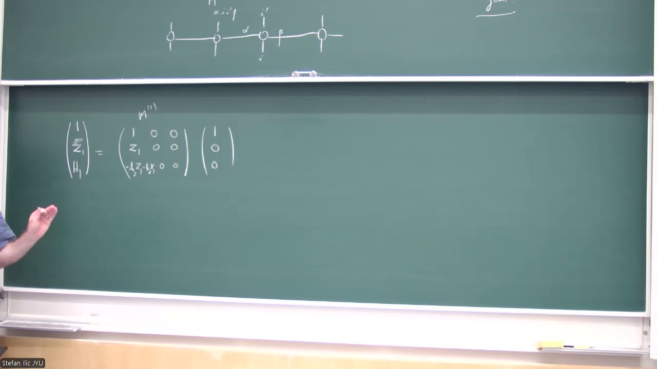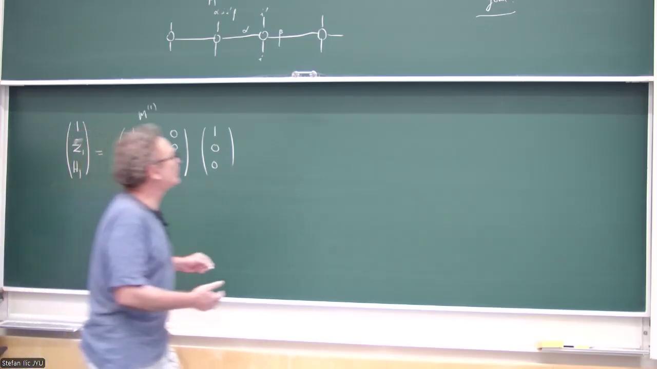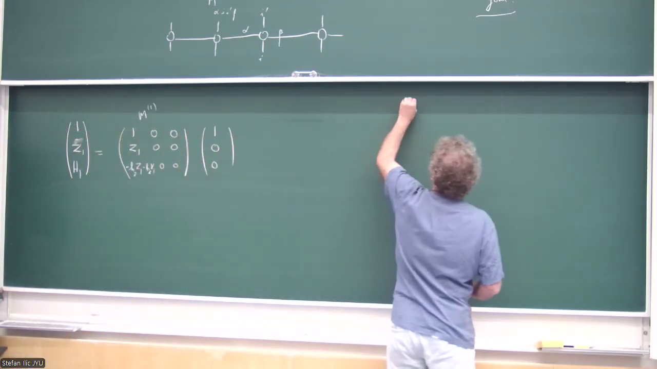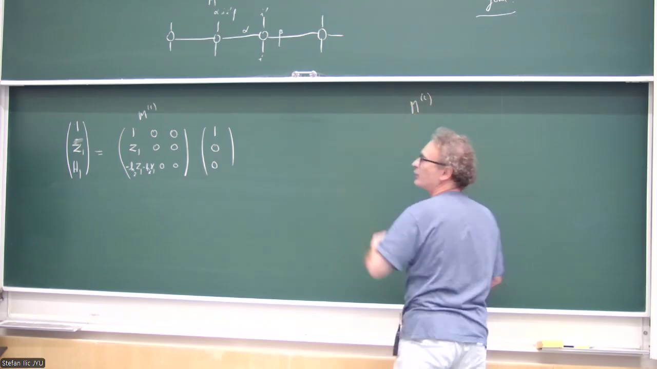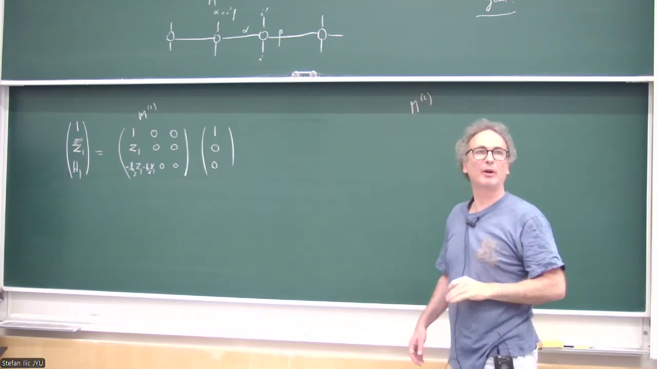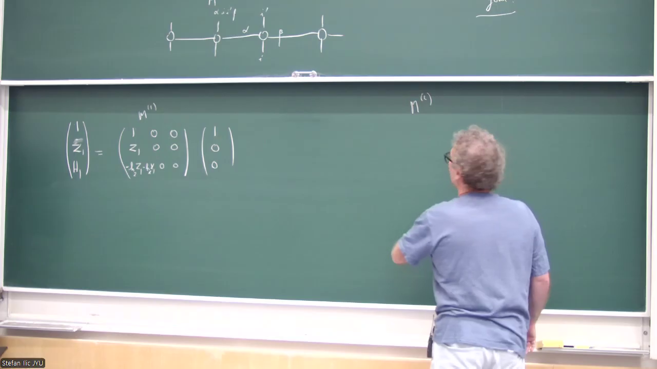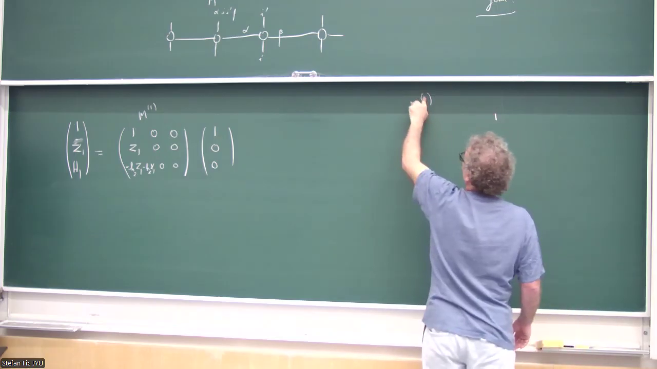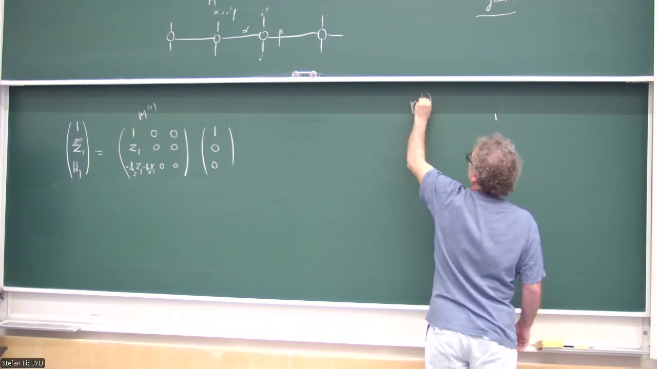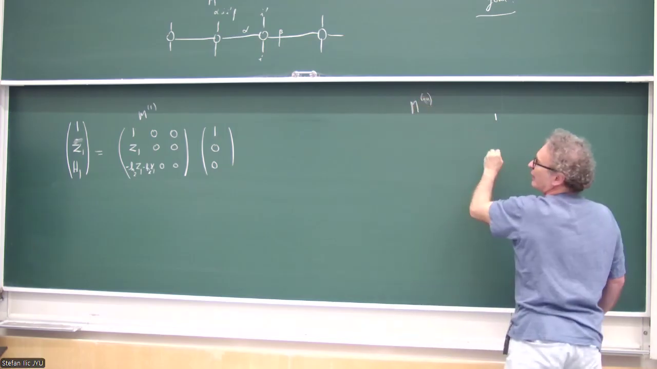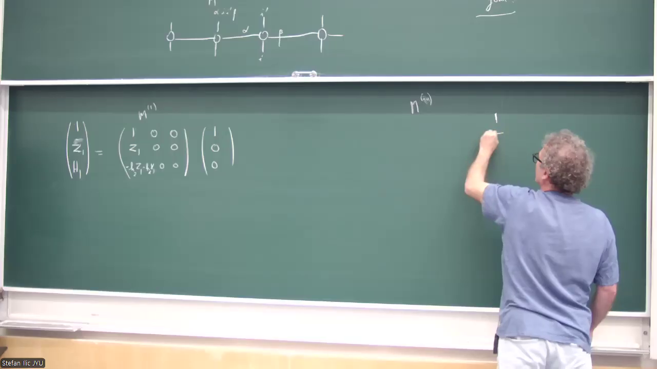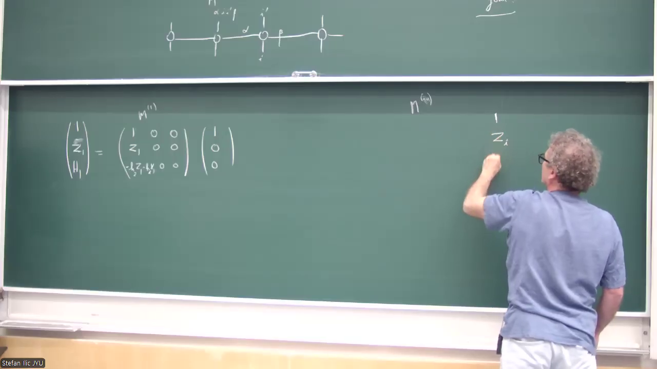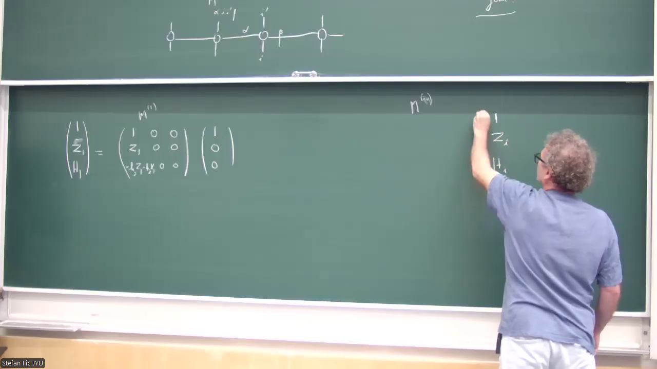Okay, so far, so good. Now I need to build M2. Only the first one is special, then it will be the same matrix everywhere. So let me build M_{i+1}, and I suppose that I have 1, Z_i, and H_i.